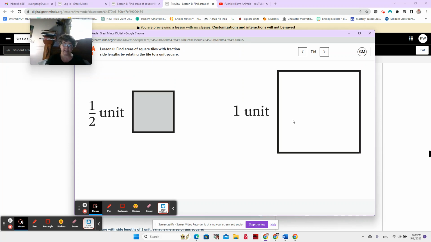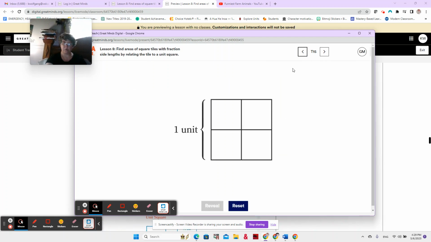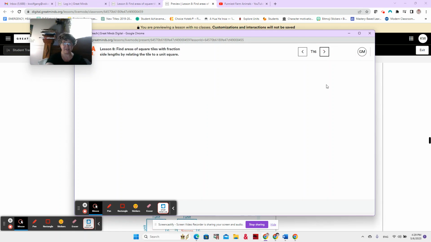So if it takes 4 tiles to cover 1 unit square, or to make 1 square unit, what is the area of each tile? The area of each tile would be 1/4 square unit, because 1 square unit divided by 4 would be 1/4 square unit. Okay? All right, don't worry, you're catching on to it here.